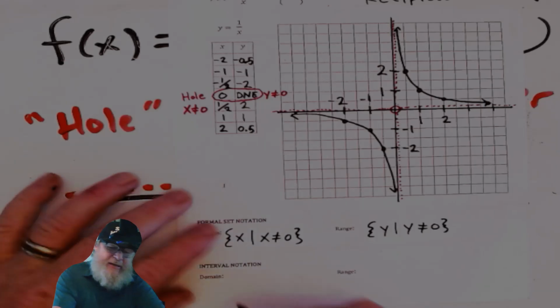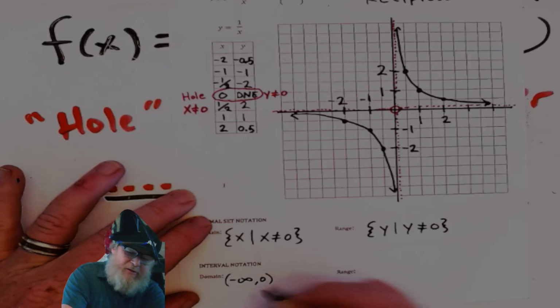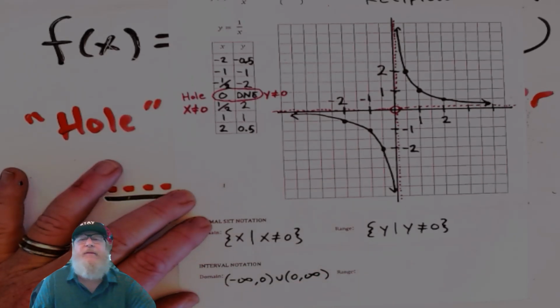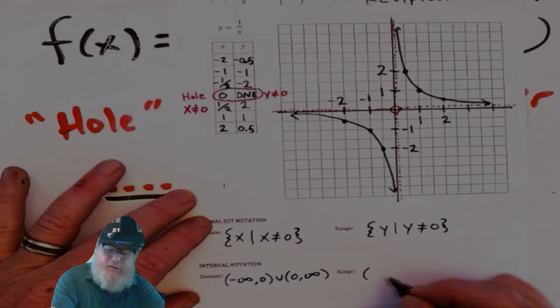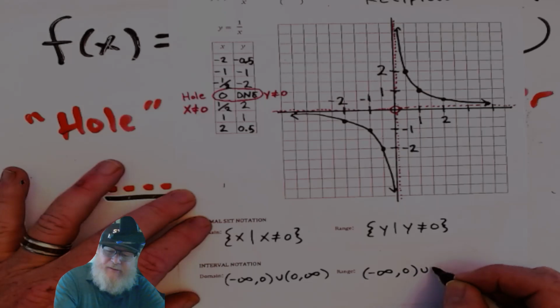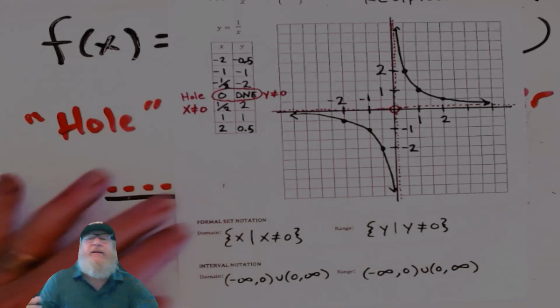And then finally, your interval notation would be (-∞, 0) union (0, ∞). And the range is the same thing: (-∞, 0) union (0, ∞).